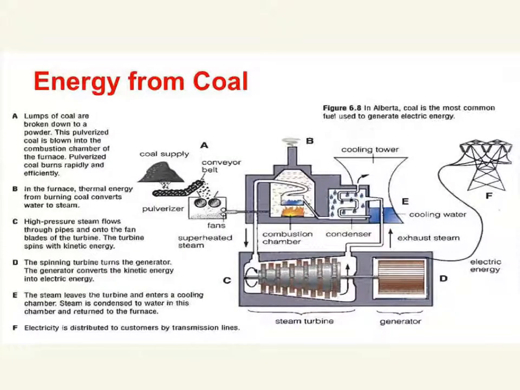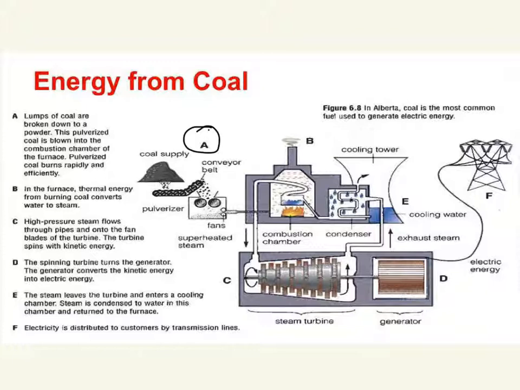Now, different processes create energy, and especially in Alberta, the biggest way that we produce our energy is energy from coal. This picture here breaks down the process, and I'm going to work through it with you. If we look at A first, lumps of coal are broken down into a powder. This pulverized coal is blown into a combustion chamber of the furnace. Pulverized coal burns rapidly and efficiently, giving off a lot of energy.